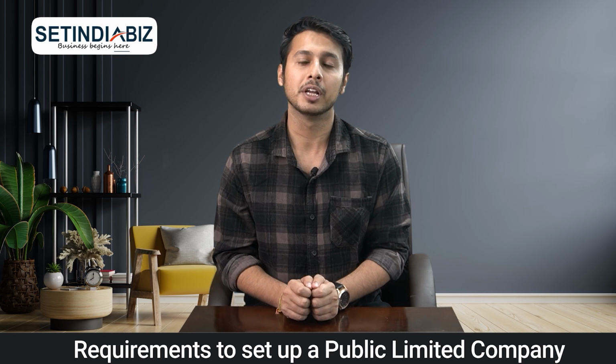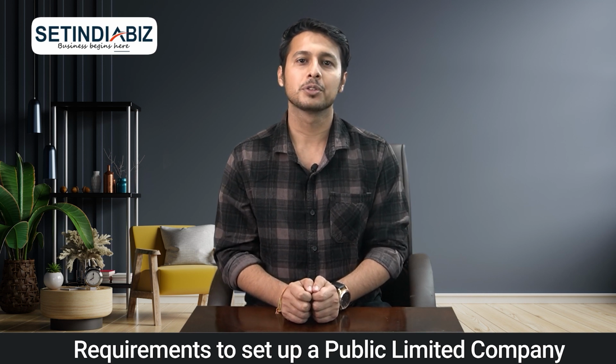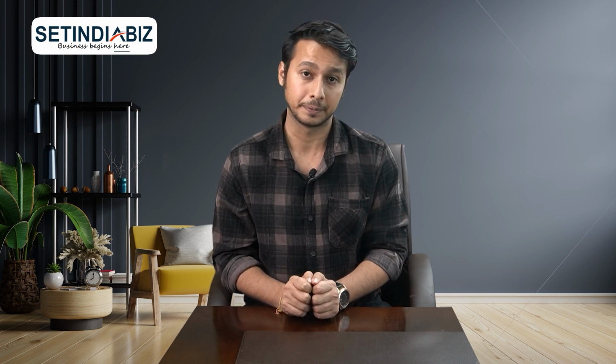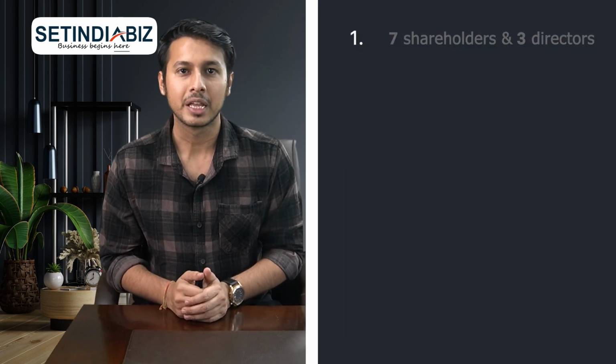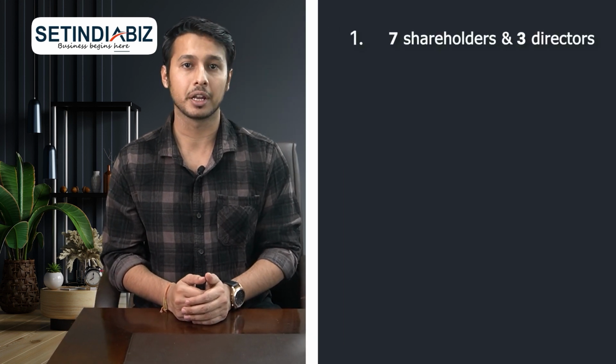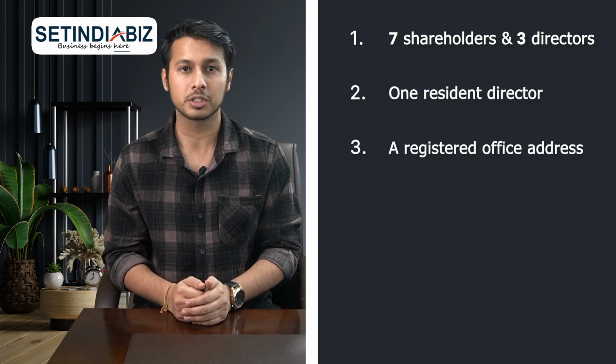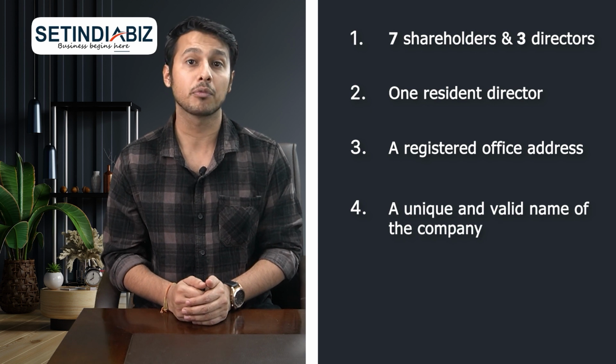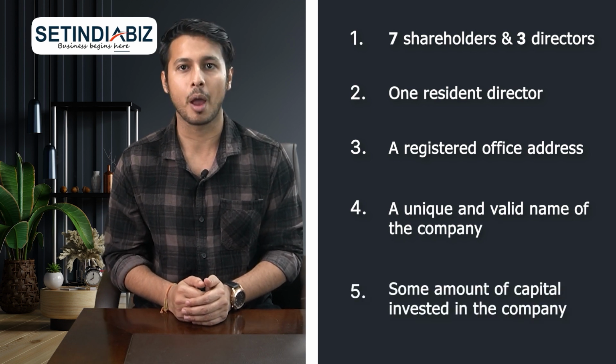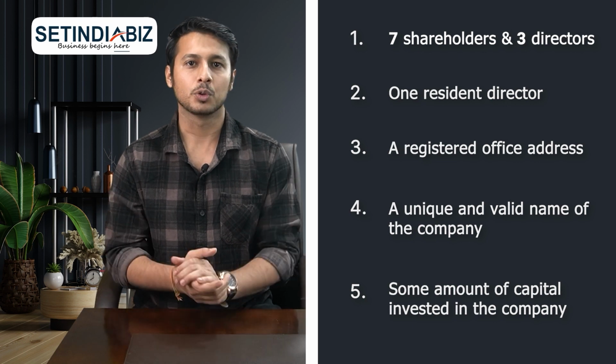Requirements to set up a public limited company. To set up a public limited company, you must fulfill certain prerequisites, conditions as prescribed by the Companies Act of 2013. Here's a list of all such minimum conditions. Number 1, at least 7 shareholders and 3 directors. 2, at least 1 resident director. 3, a registered office address. 4th, a unique and valid name of the company. And 5th, some amount of capital invested in the company. So let us discuss each of these conditions one by one.